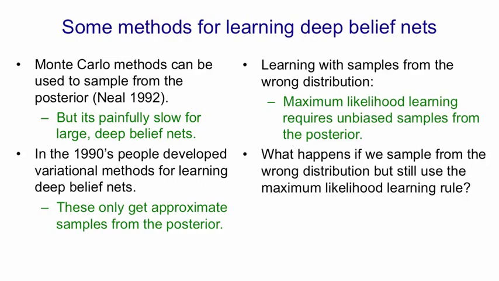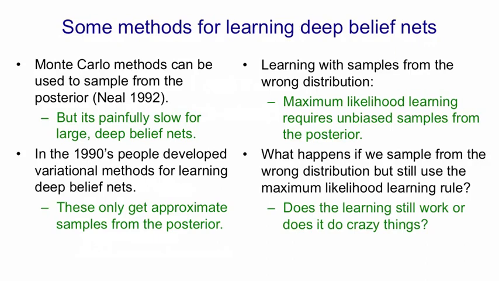On the face of it, crazy things might happen if we're using the wrong distribution to get our samples. There doesn't seem to be any guarantee that things will improve. In fact, there is a guarantee that something will improve. It's not the log probability that the model would generate the data, but it is related to that. In fact, it's a lower bound on that log probability. And by pushing up the lower bound, we can usually push up the log probability.